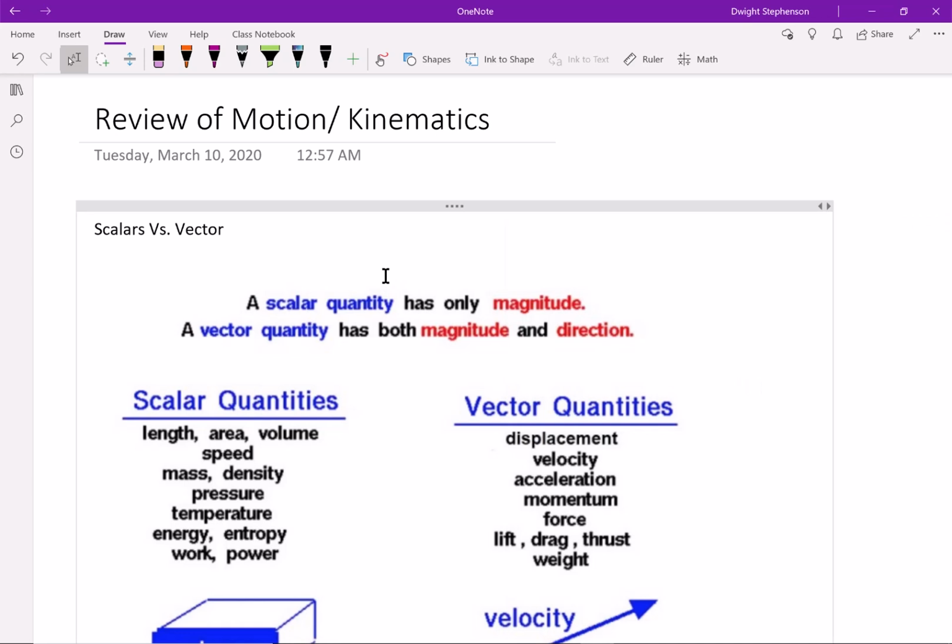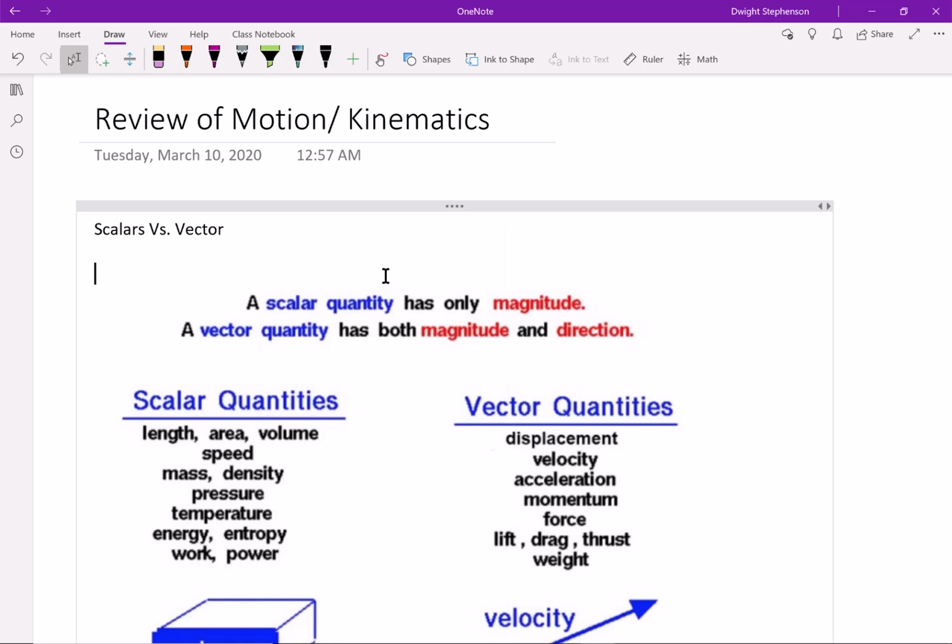Today we're going to be reviewing some things that hopefully you have heard of before and have worked with in prior physics classes. So we're going to be reviewing motion and kinematics. Before we really get into that, we need to establish the difference between a scalar and a vector, because in physics it's important you understand what you're dealing with, because it frames your thoughts for a lot of different problems.